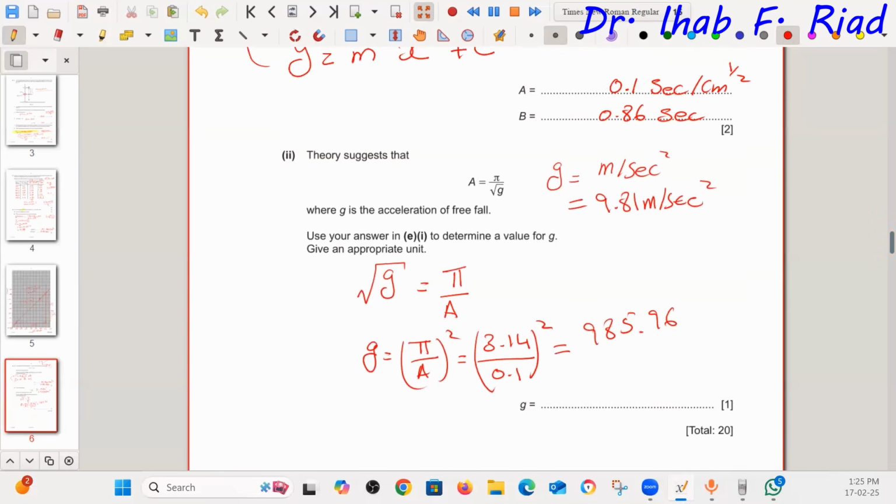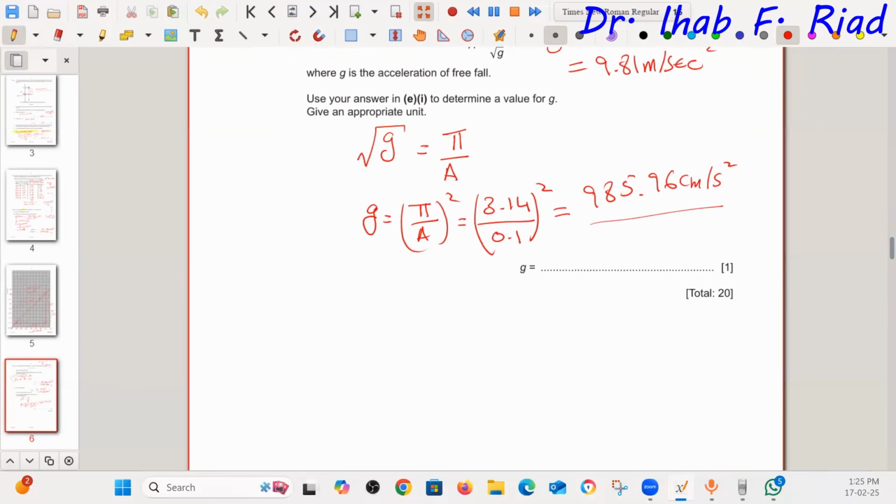Okay. Then what do you expect the units here is going to be? Yeah, because in g it is meter per second square, and we have centimeter per second square, right? So we need to change this value to meter per second square, right? Yes. Okay, what are we going to do?